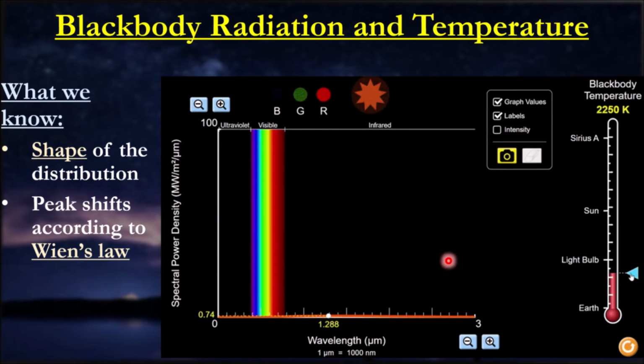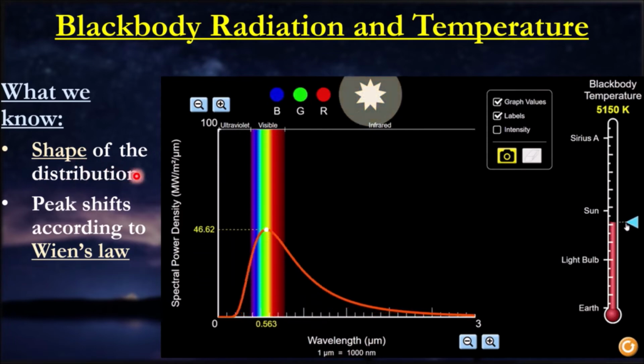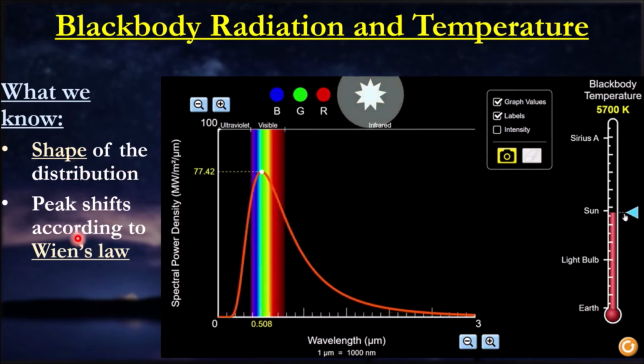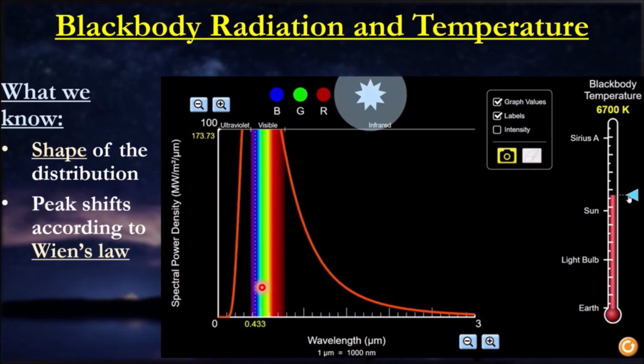Okay, so what's the significance of the radiation graph that we want to get into? Well, it shows us the shape of the distribution, and using Wien's law, we can predict the peak shift, or the greatest intensity of light that is produced from this graph.